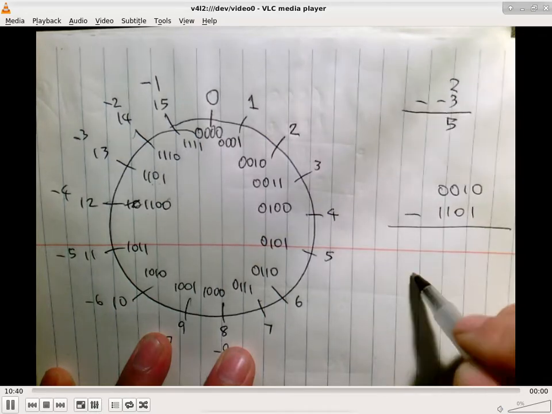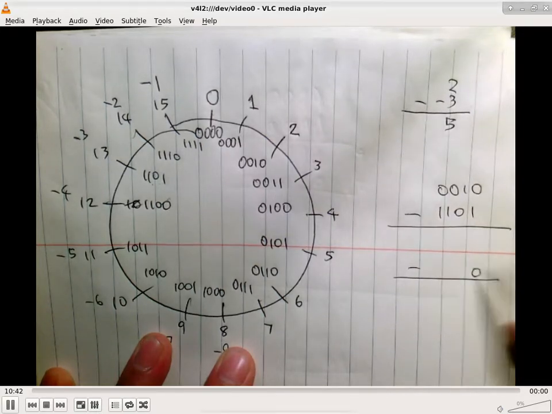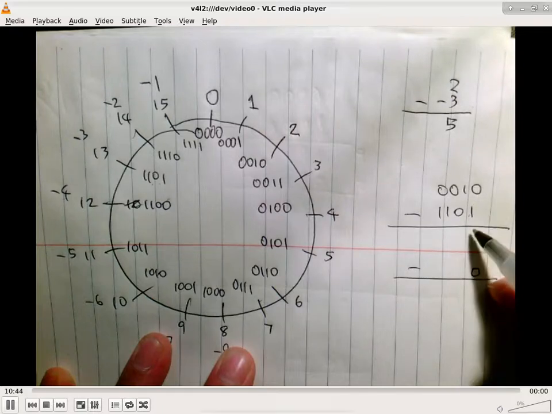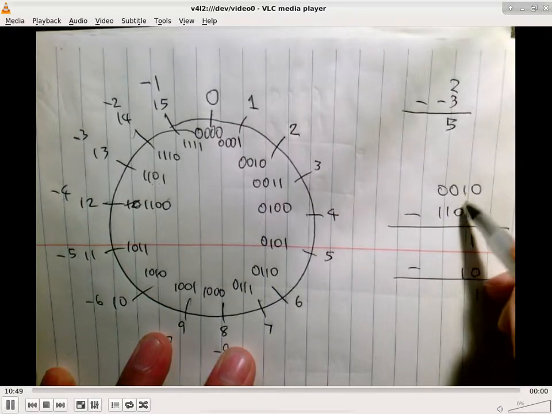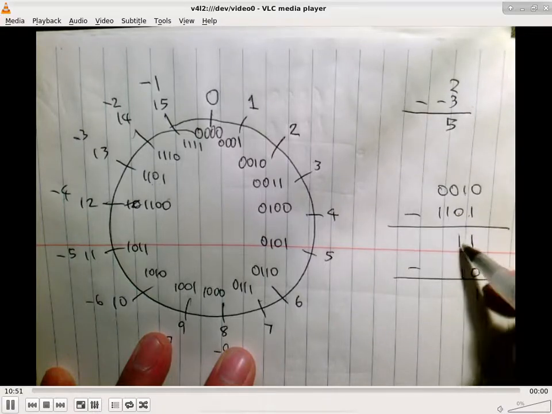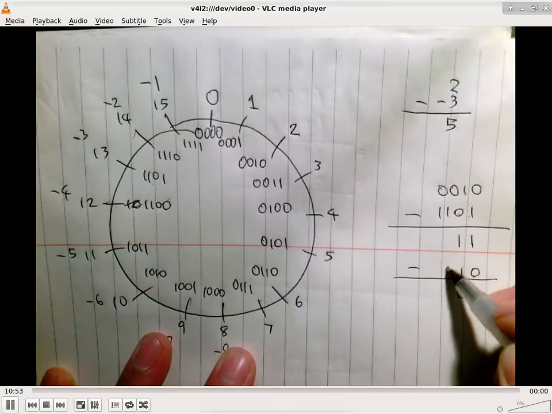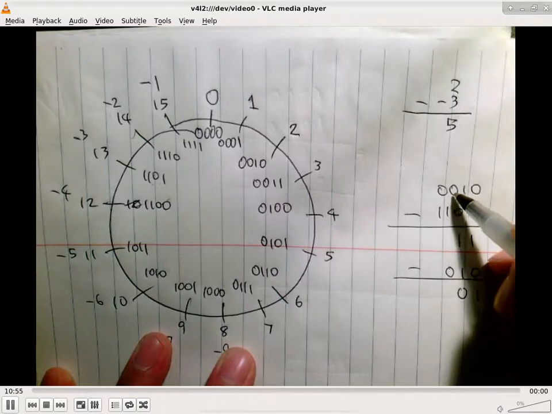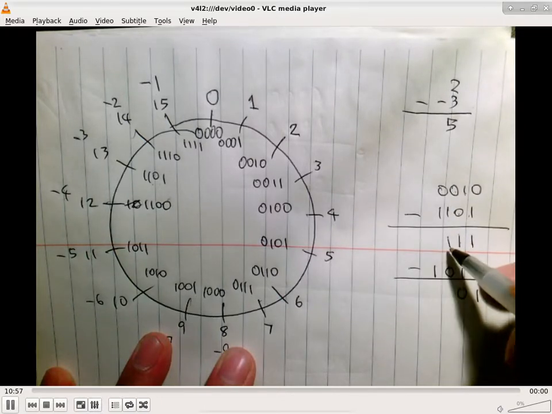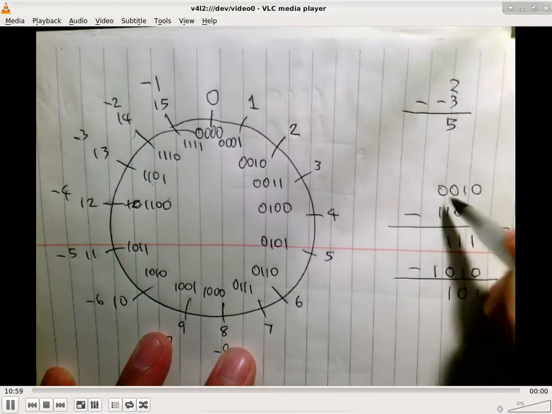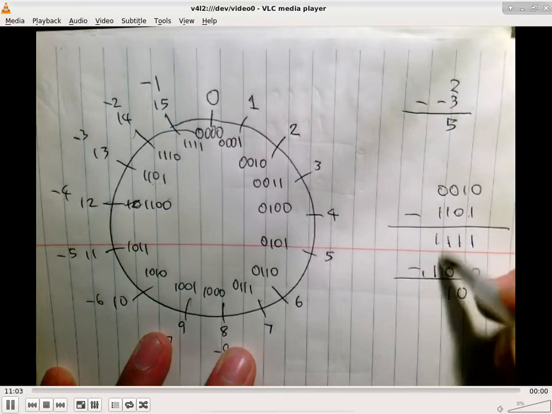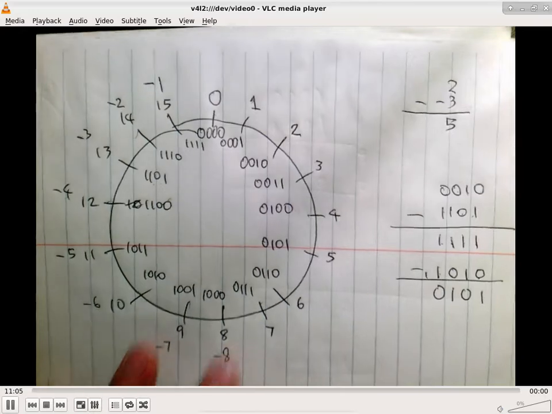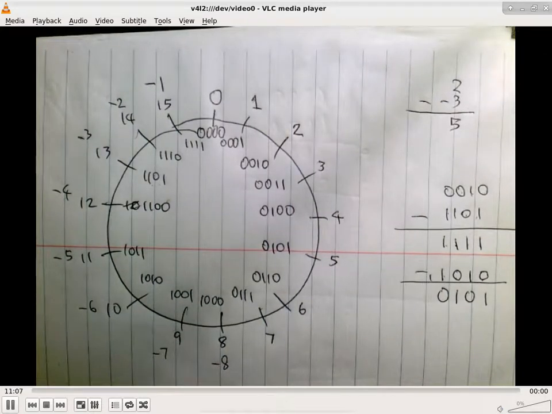Okay, another example of carrying out a binary subtraction. 0 minus 1 is a 1 with a borrow. 1 minus 0 is a 1. 1 minus 0 is a 1. 1 minus 1 is a 0. We don't have any borrow from the next one. 0 minus 1 is a 1 with a borrow. 1 minus 0 is a 1. 0 minus 1 is a 1 with a borrow. 1 minus 1 is a 0. Okay. Well, it's 0, 1, 0, 1.